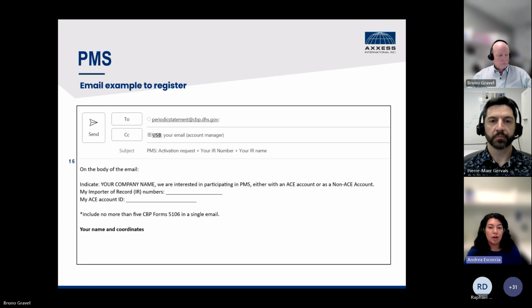the included IR numbers. So please take note to not include more than 5 CBP forms 5106 in a single email, or this could get rejected. Thank you.